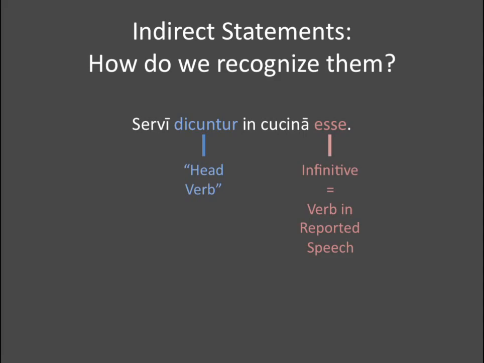We start with the main verb dicuntur and its subject servi. So, the slaves are said. Since the head verb is passive, we understand the subject of the indirect statement to be servi, so the slaves are not repeated in the Latin or in our English translation. We simply translate the infinitive esse as an infinitive and supply the prepositional phrase. So altogether, the slaves are said to be in the kitchen.